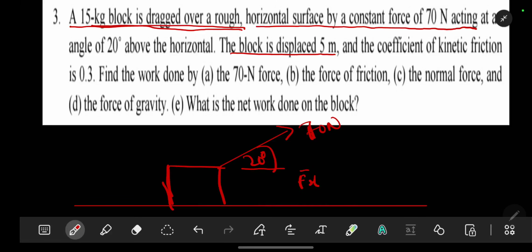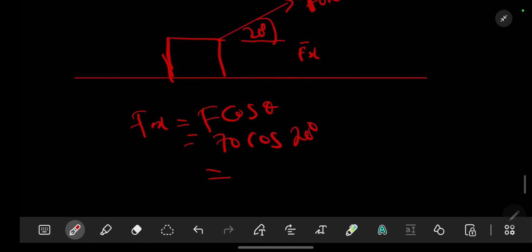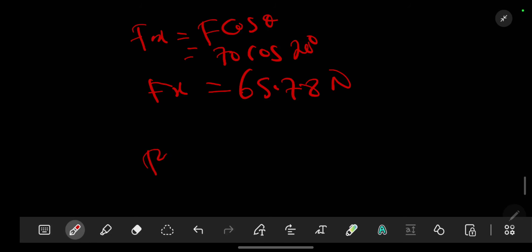So Fx, let's find our Fx. It is equal to the force times cosine of theta. In this case, it will be equal to 70 cosine of the angle 20 degrees, which is 70 cosine of 20 degrees. This gives us a value of 65.778 newtons. So this is our Fx. Fy in this case will be force sine of theta.